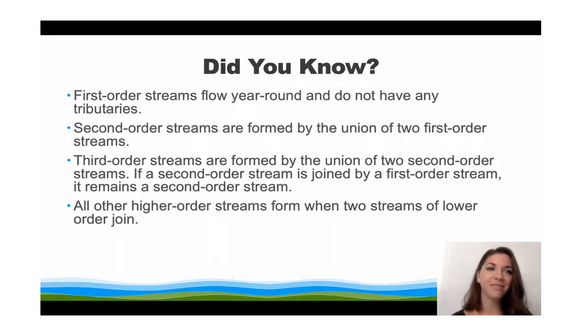Did you know the 1st order streams flow year-round and do not have any tributaries? The 2nd order streams are formed by the union of the 1st order streams, and 3rd order streams are formed by the union of two 2nd order streams, etc. So all those higher order streams form when two streams of a lower order join. I think that's a helpful way to remember it.